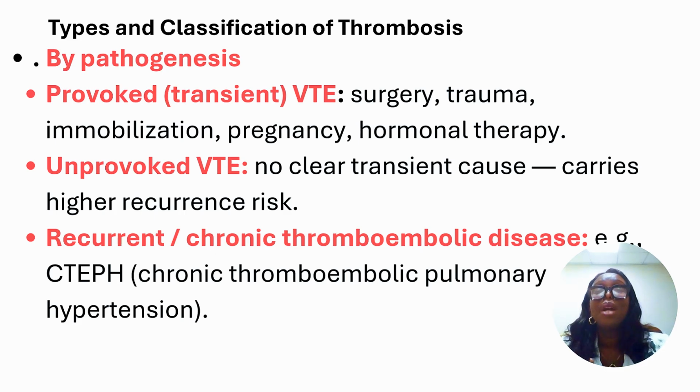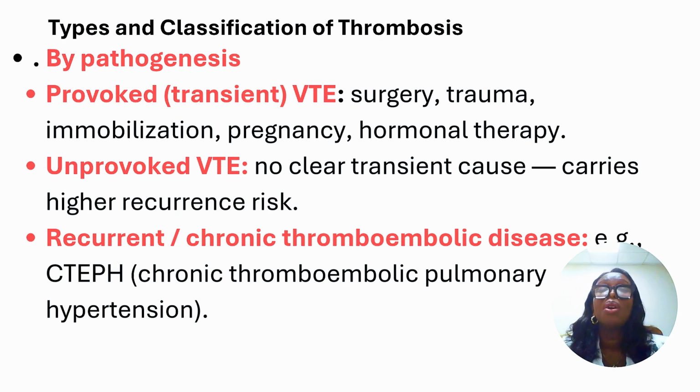That is, we have example venous thromboembolism that is instigated as a result of surgery, trauma, immobilization, pregnancy, hormonal therapy. Or we have unprovoked venous thromboembolism. In this particular case, there is no clear transient cause. Okay, and then it has higher recurrence risk.